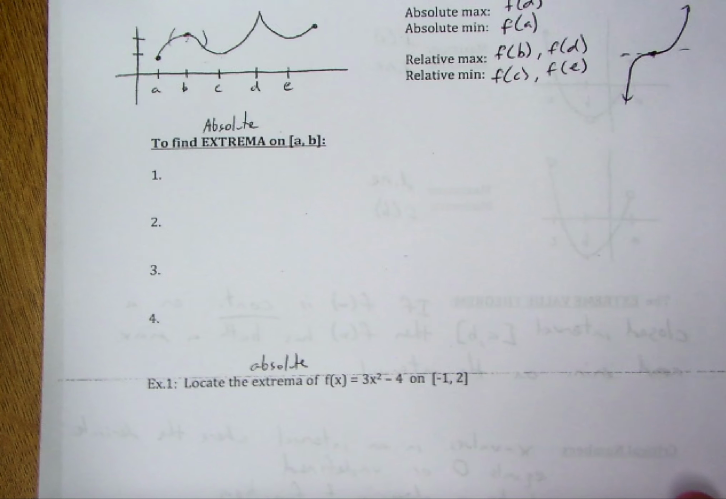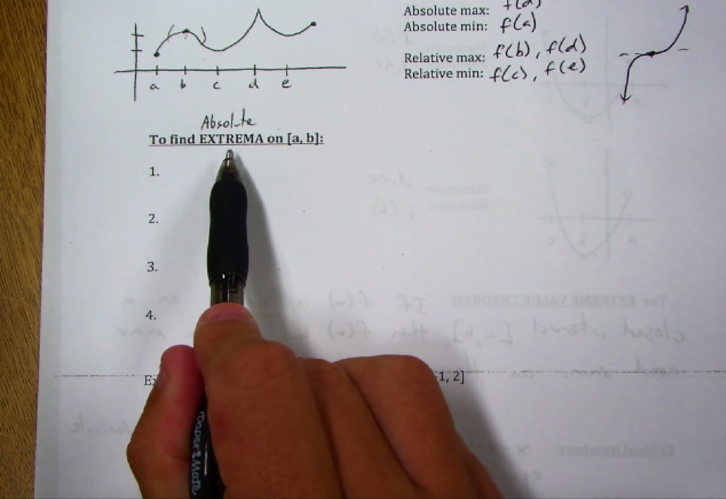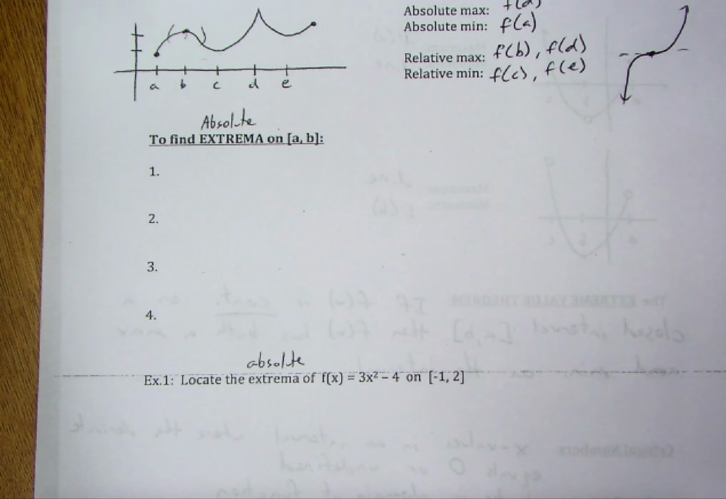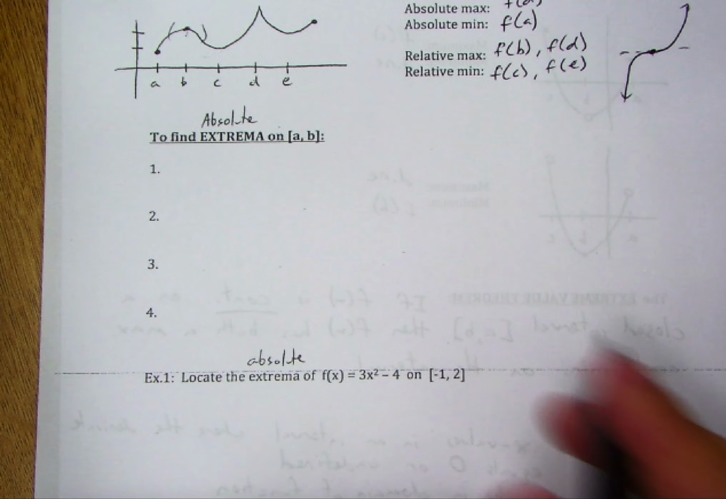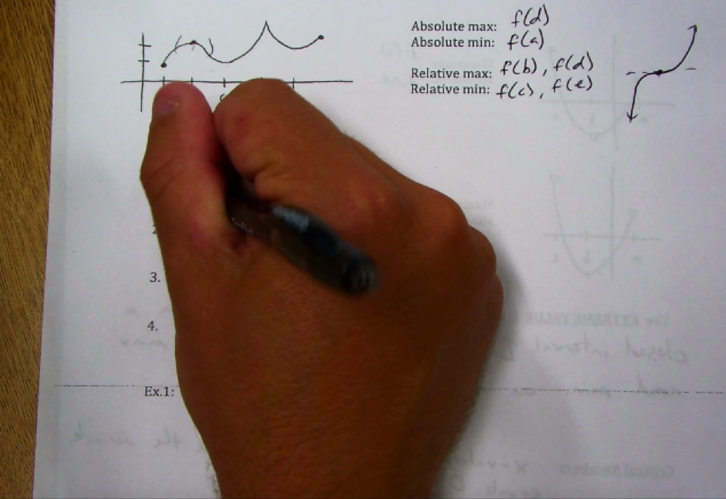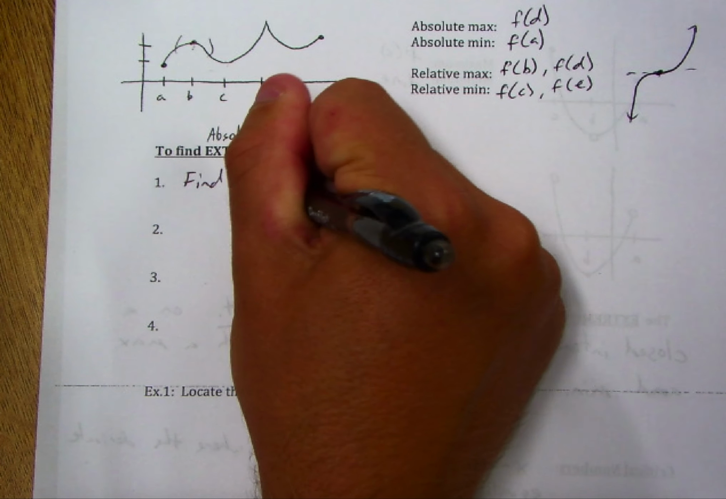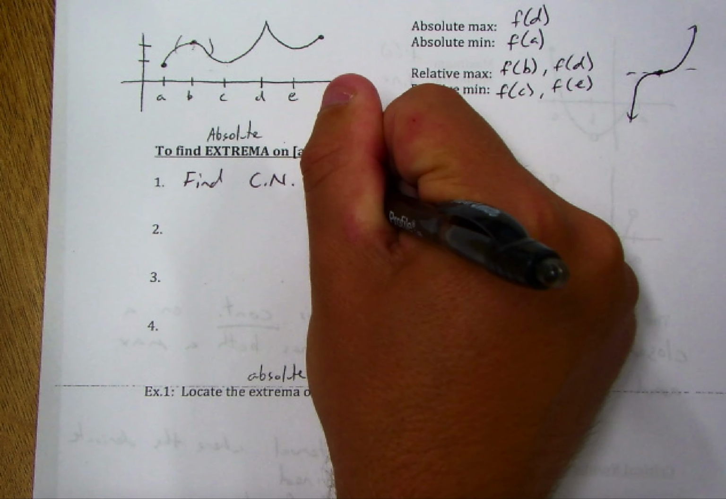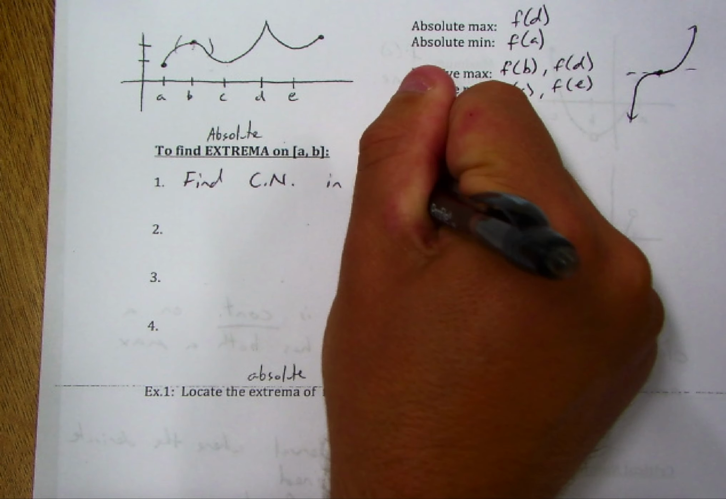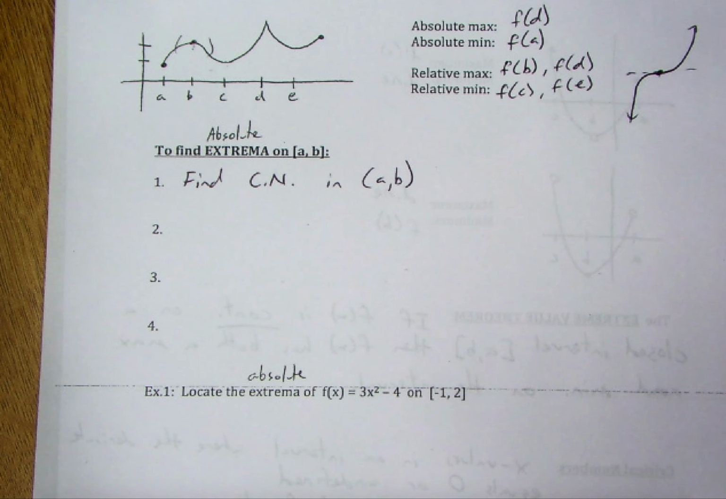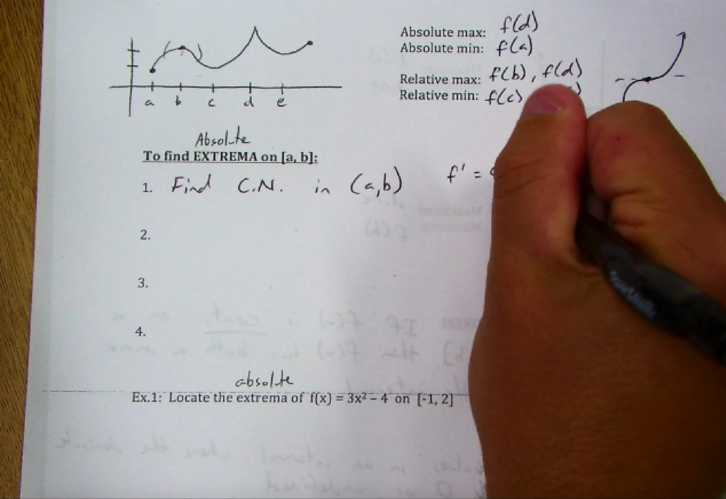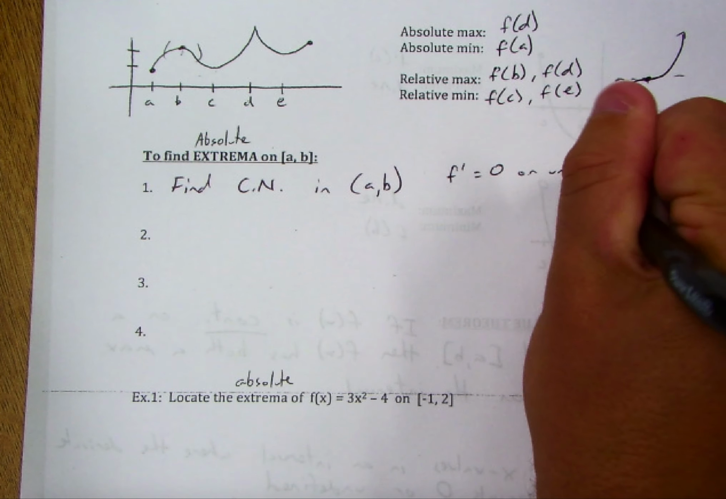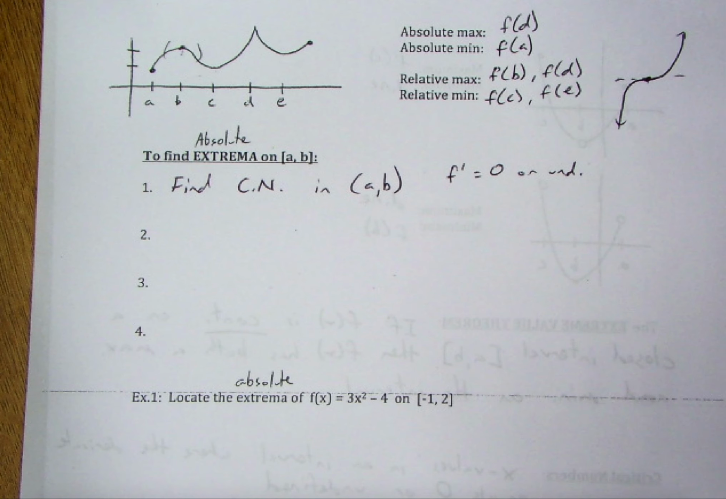Today's lesson is how do we find absolute extrema on a closed interval? How do we locate it? Here's our process, a 4-step process. Step 1, find the critical numbers in the open interval. What that means is find anywhere f prime equals 0 or undefined. So we have to identify what the critical numbers are. That'll be step 1.